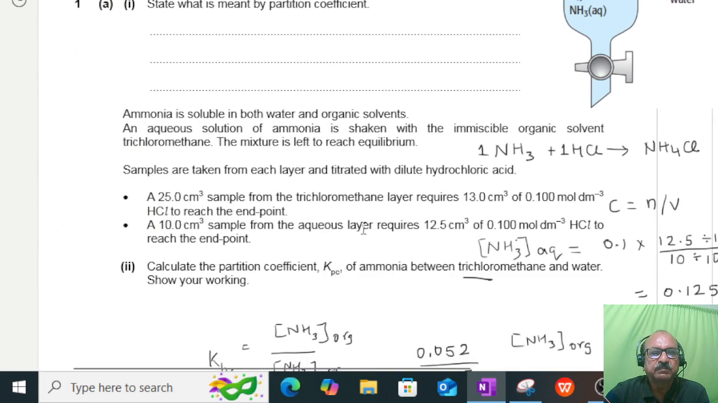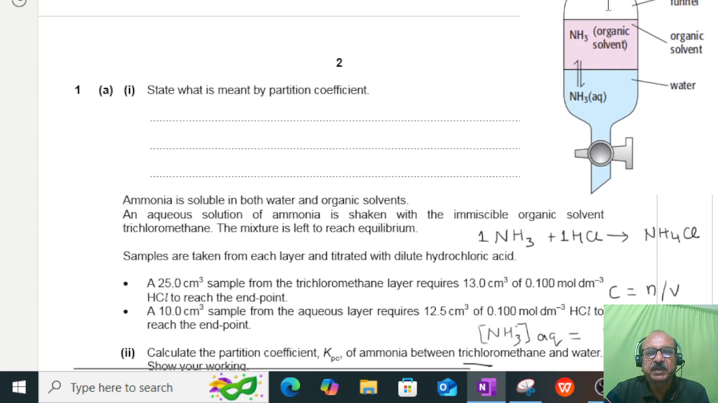Now we go on to the next part. Ammonia is soluble in both water and organic solvents. An aqueous solution of ammonia is shaken with the immiscible organic solvent trichloromethane. The mixture is left to reach equilibrium. So here ammonia has been dissolved in water, and then in the separating funnel some organic solvent has been added, and it has been shaken so that part of the ammonia goes into the organic solvent, and then they reach the state of equilibrium.